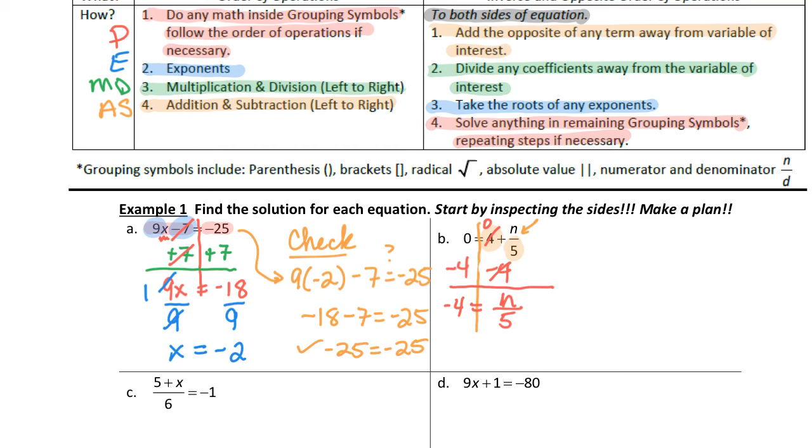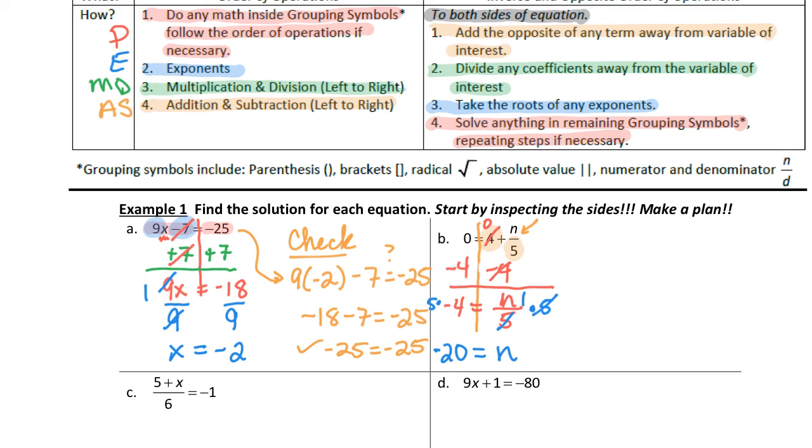Notice I said n divided by 5. The opposite is going to be to multiply by 5. So I'm going to multiply both sides by 5. 5 divided by 5 becomes 1. That cancels. That becomes just n. 5 times -4 is -20.